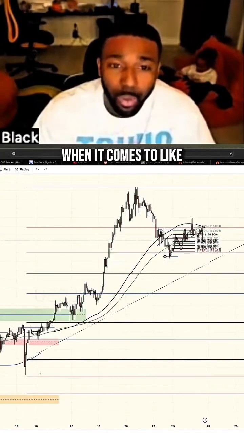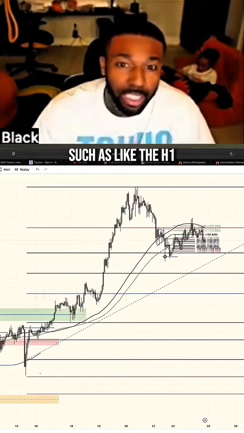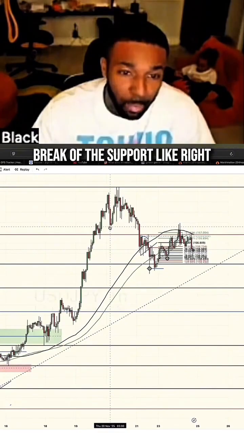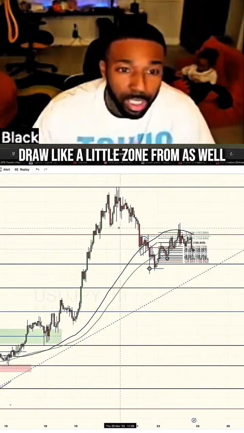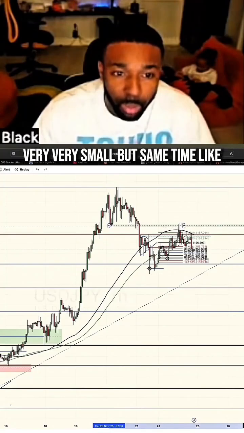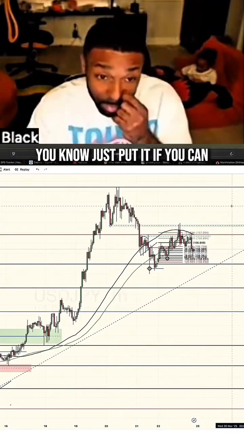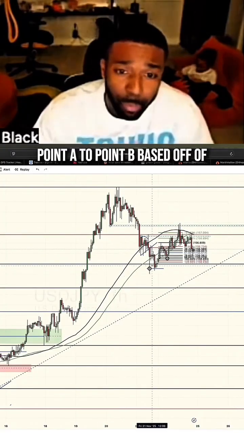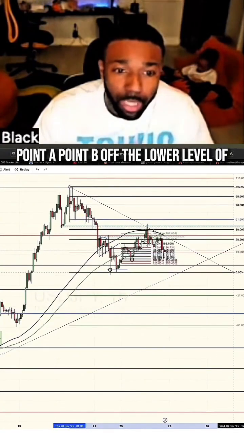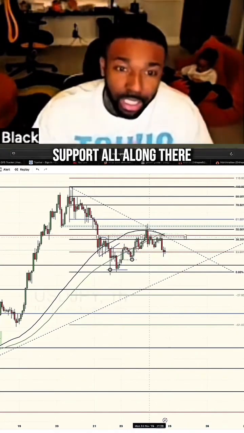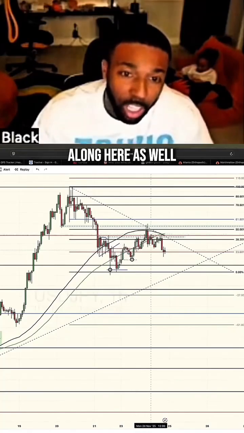It looks a lot cleaner on a higher time frame analysis, such as the H1. You can see the break of the support right around here, which we could draw a little zone from as well. Very small, but just put it if you can. Point A to point B based off your fib all around here. Point A, point B off the lower level of support all along there. We had a counter trend all along here as well.